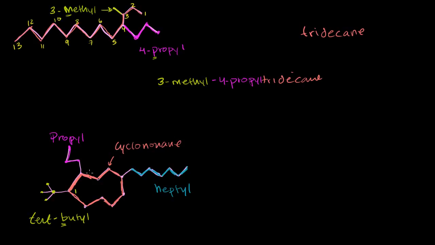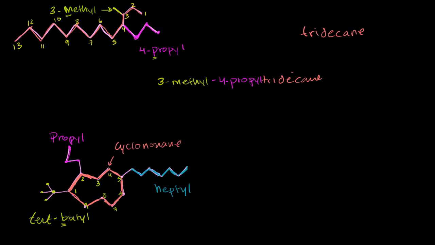And then to figure out which direction to keep numbering in, we go in the direction where we will encounter the first side chain. So we'll go in this direction because we get right to the propyl group. 1, 2, 3, 4, 5, 6, 7, 8, 9.